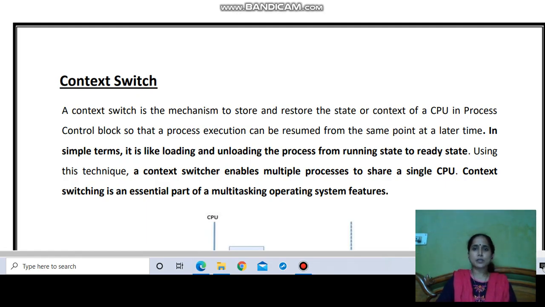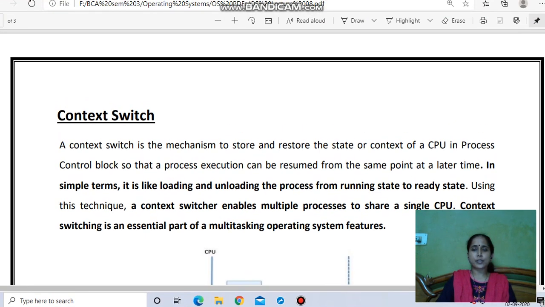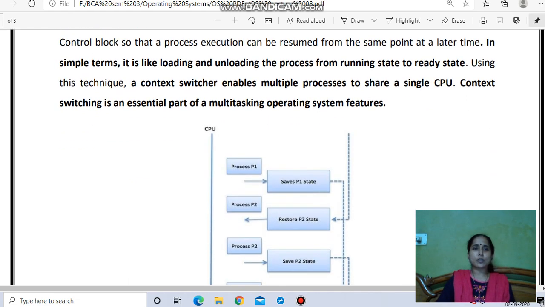Good morning, students. Now, in this lecture, we are going to talk about the context switch topic, and then we'll talk about scheduling algorithms, their objectives, and the criteria to select the best scheduling algorithm. First, we start with context switch.